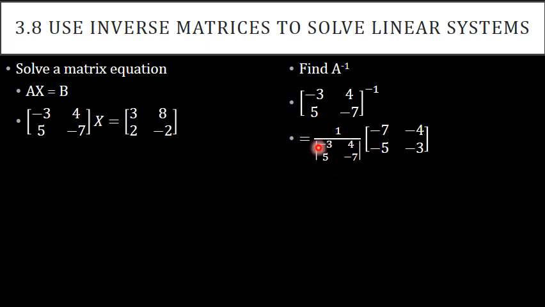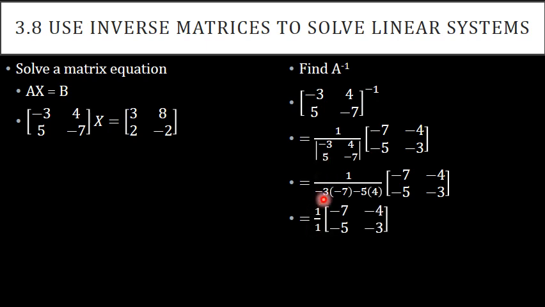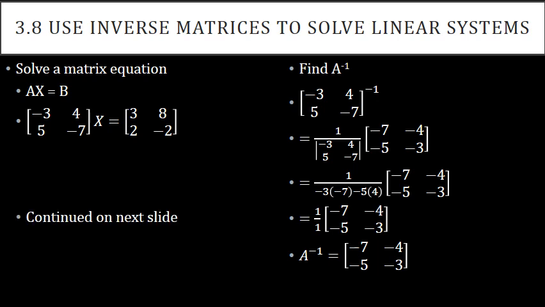Remember, it's 1 over the determinant times the mixed up matrix. These two trade places. These two change signs. Find your determinant. It's negative 3 times negative 7 minus 5 times 4. Work that out and you should get 1. It's 21 minus 20, so you get 1. So 1 times the matrix is just the matrix. So that's our inverse. On to the next slide.